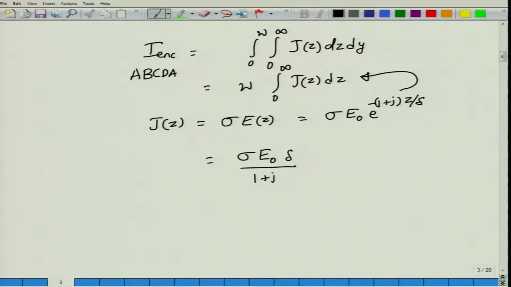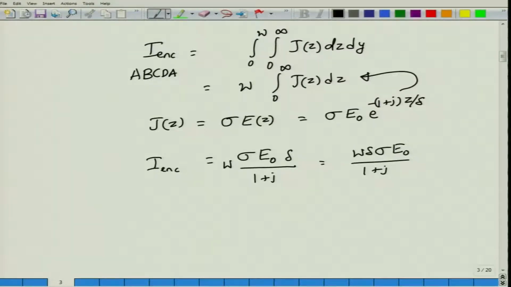So did we get this one correctly? Yeah. So this is the total current that is enclosed by putting this J of z back into this one. Sorry, this is multiplied by W actually. So you get W sigma E0 delta by 1 plus j. Now, instead of writing this W here, I will do a small trick. I will multiply W with delta, or I put W and delta together, and I still have my sigma E naught divided by 1 plus j.